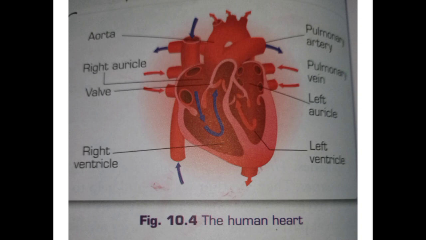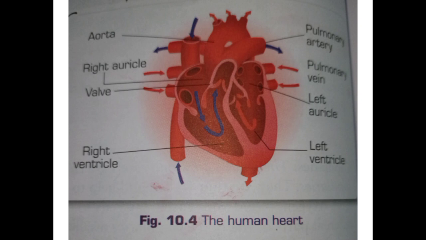The heart is divided into four chambers. The two top chambers with thin walls are called the atria or auricles. The two lower chambers with thick muscular walls are called the ventricles. The function of the four chambers of the heart is as follows: the right atrium receives blood rich in carbon dioxide from various parts of the body.